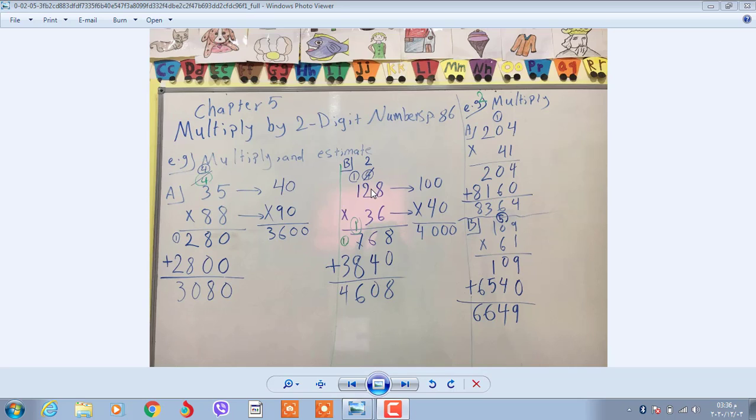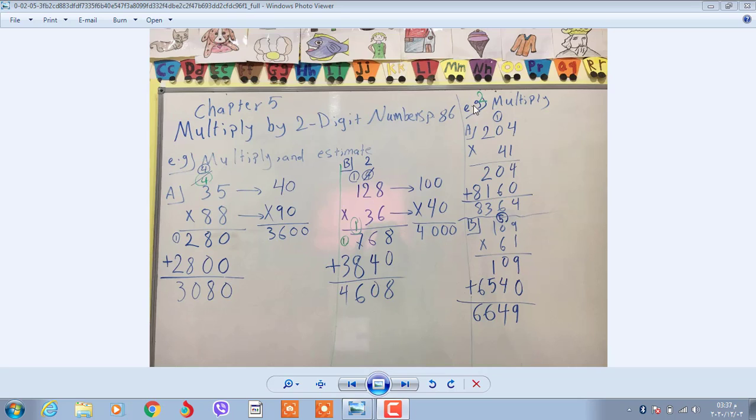For the estimate, because the 2 is less than 5, the estimate of 128 is 100. And for 36, because 6 is greater than 5, we increase 3 by 1, which equals 40. 100 multiplied by 40 equals 4000, because you have 3 zeros. 1, 2, 3, write down 3 zeros. 4 multiplied by 1 equals 4, so 100 multiplied by 40 equals 4000.